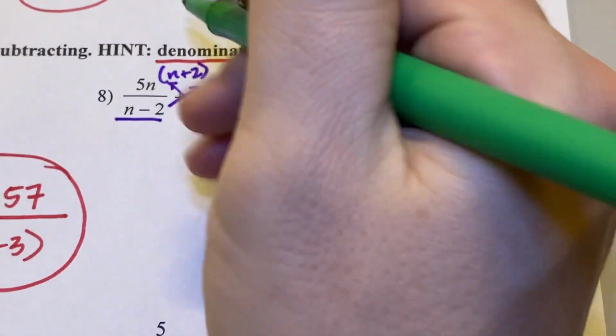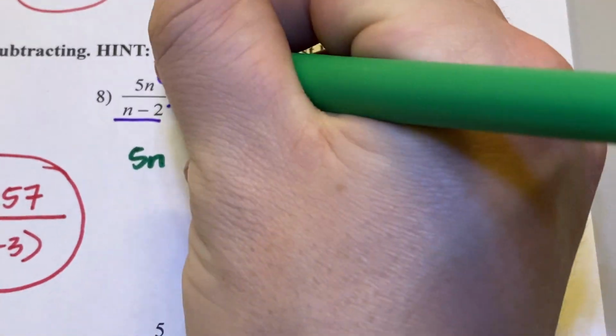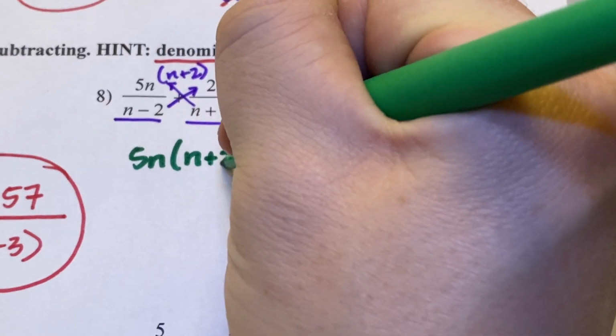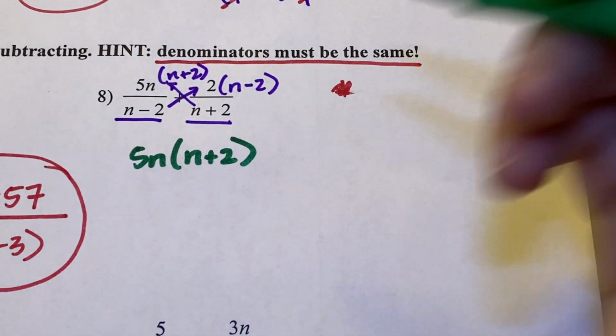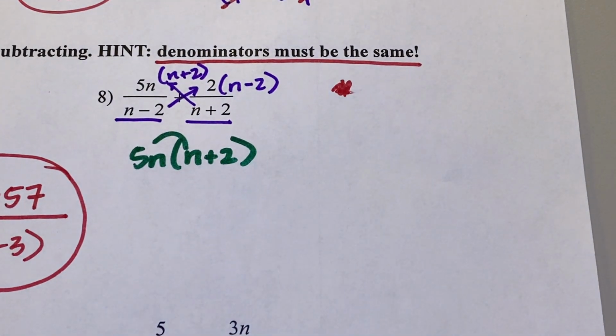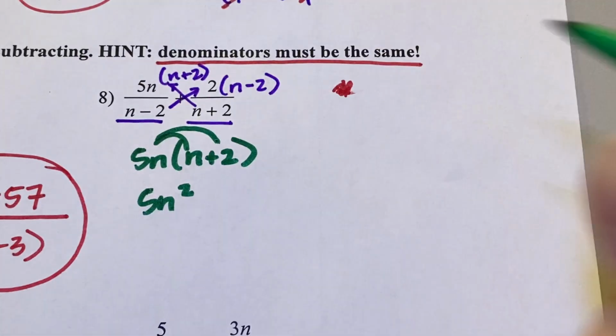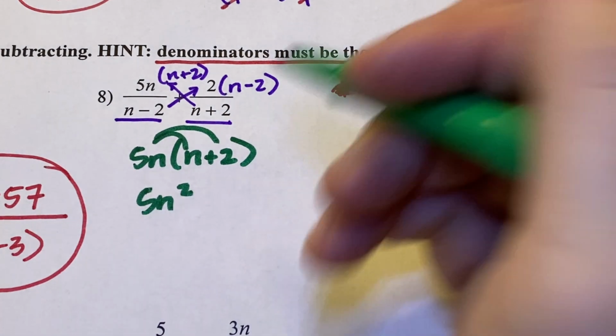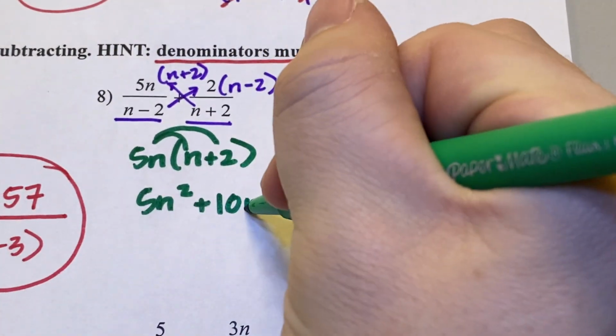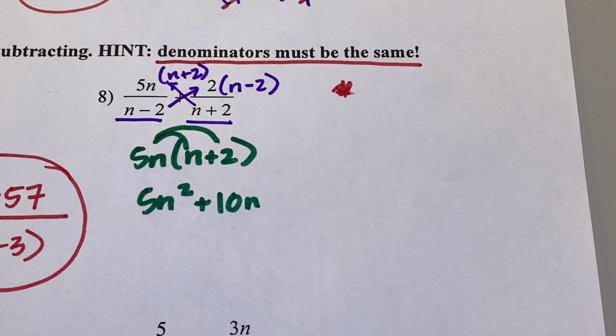Okay, so my first little piece is going to be 5n times n plus 2. Let's go ahead and distribute that out and see what we get. 5n times n, 5n squared. 5n times 2, positive 10n. Boom. There's our first little piece.